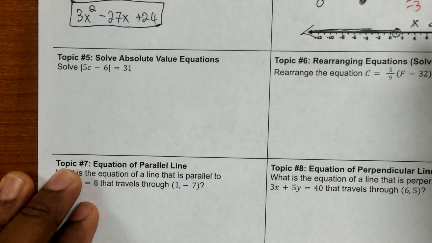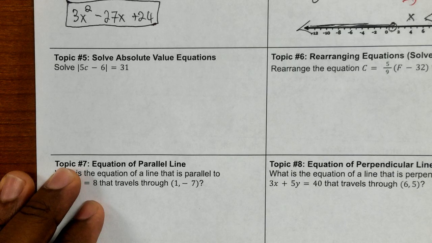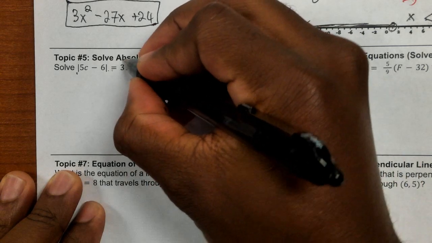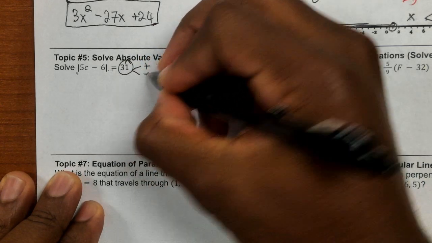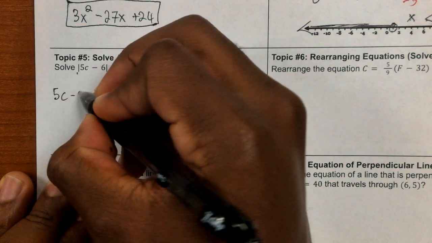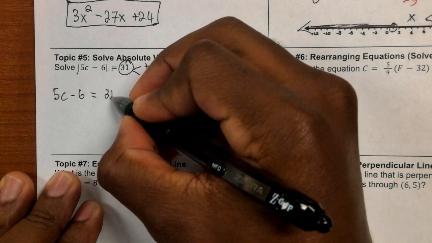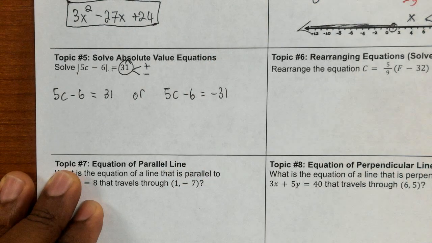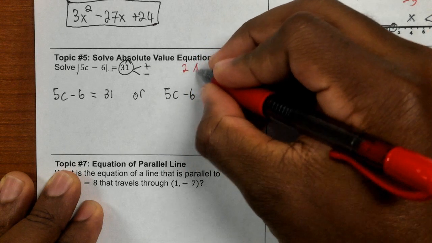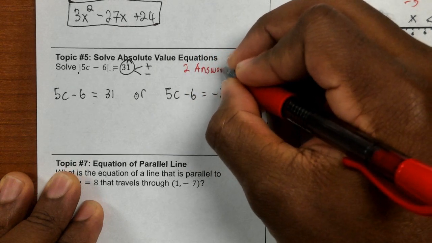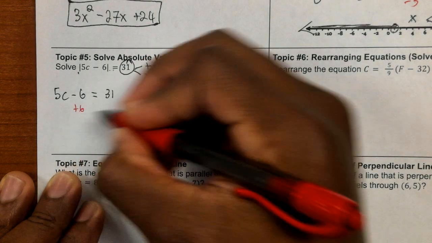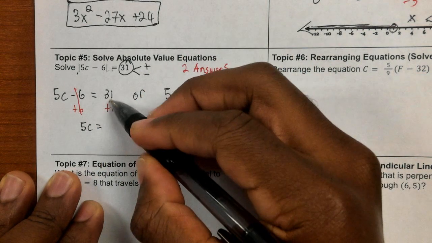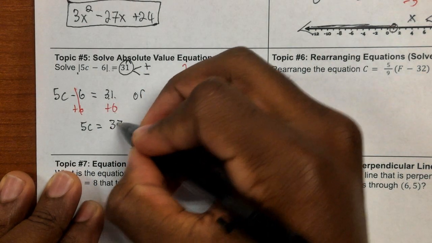The next question, we're going to solve the absolute value function. When there are no numbers on the outside of the absolute value, you can just go ahead and solve by making this number either a positive number or a negative number. So we have 5c minus 6 is equal to a positive 31, or 5c minus 6 is equal to a negative 31. Now you go ahead and get your two answers, because again, an absolute value function gives you how many answers? Two answers. So I would add 6, cancel. We have 5c is equal to 31 plus 6, which is 37.